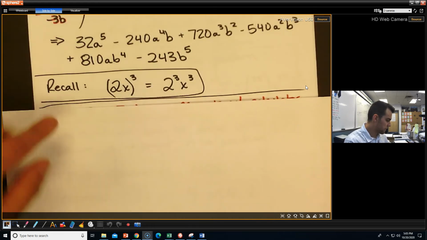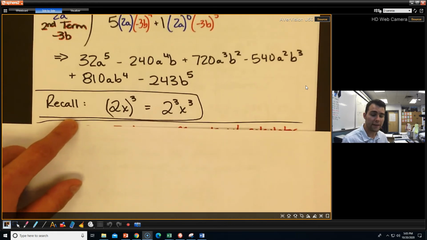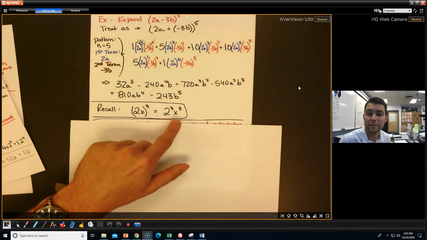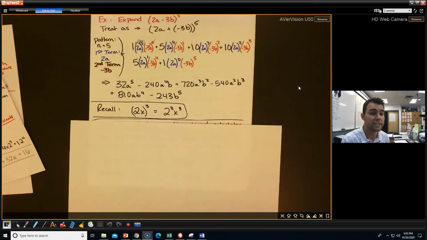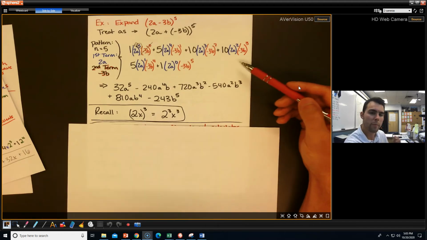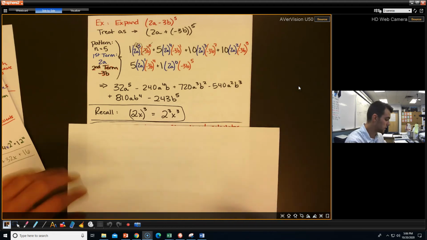So here is your reminder. Recall that 2x to the 3rd power is equal to 2 to the 3rd power times x to the 3rd power. Okay? That is huge, right? So if you can set it up like this, if you can do the pattern, you're going to be golden. Because after that, it's just calculation, which I could easily help you with if you have a hard time with. All right?